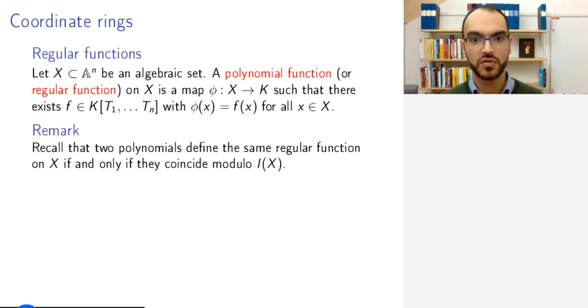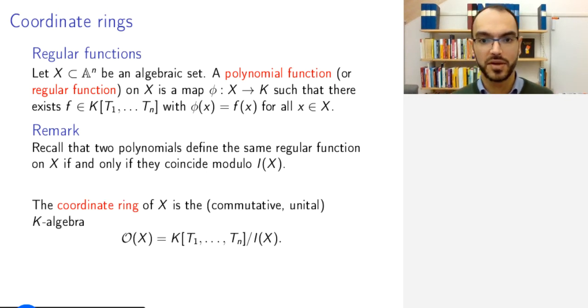Now recall that two such functions, by the last remark of the previous video, will be equal on X if and only if they coincide modulo the vanishing ideal of X. So functions are not given by the polynomial ring as a whole, but a more apt object is the polynomial ring factored by the vanishing ideal. This is what we call the coordinate ring of X, and it is a commutative unital K-algebra.